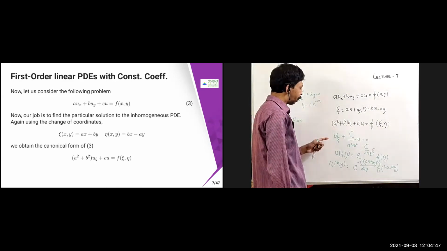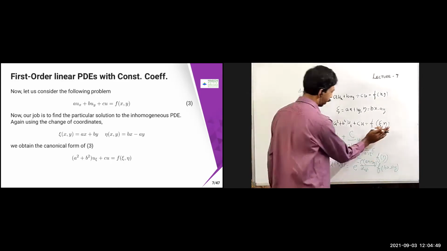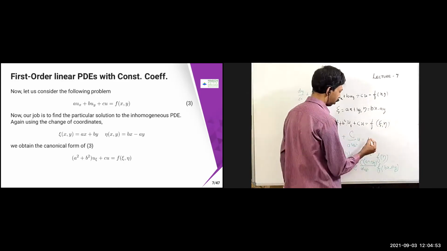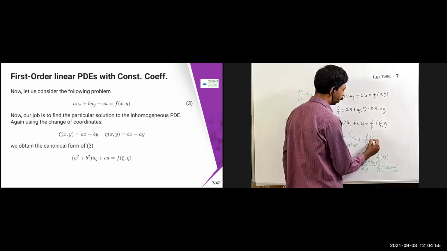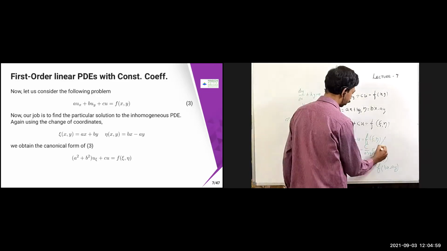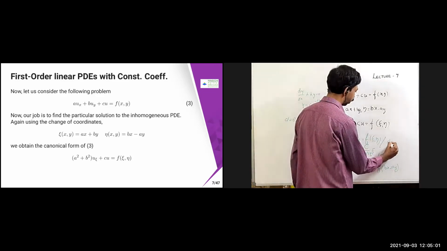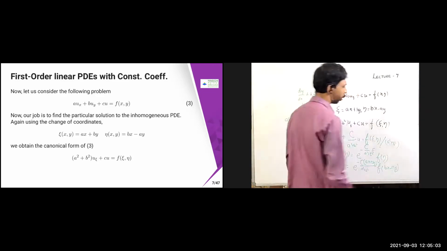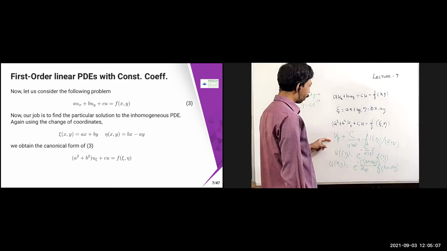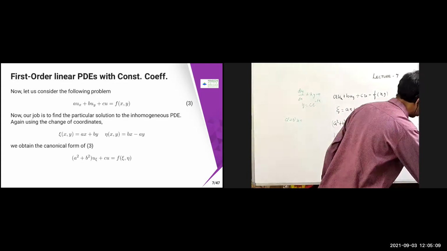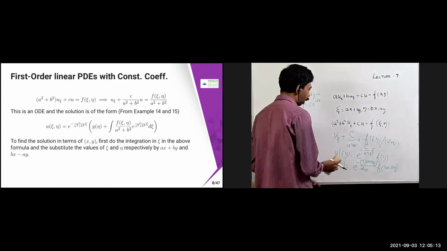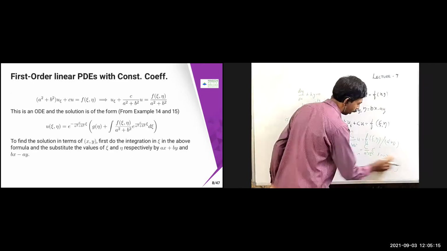So if you transform this equation once again, it is going to become f of chi comma eta, u chi divided by a square plus b square. So it is the same problem, I'm just dividing this one. Then what are you going to get? Now you are going to solve this problem.